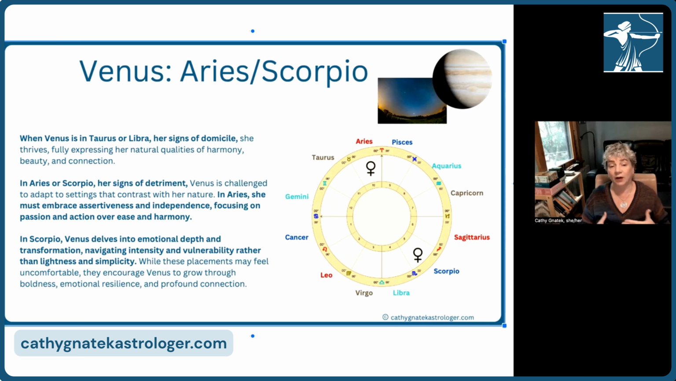But when Venus is in Aries or Scorpio, it's the sign of her detriment, and she's challenged to adapt to settings that contrast with her inherent nature. In Aries, she must embrace assertiveness and independence.